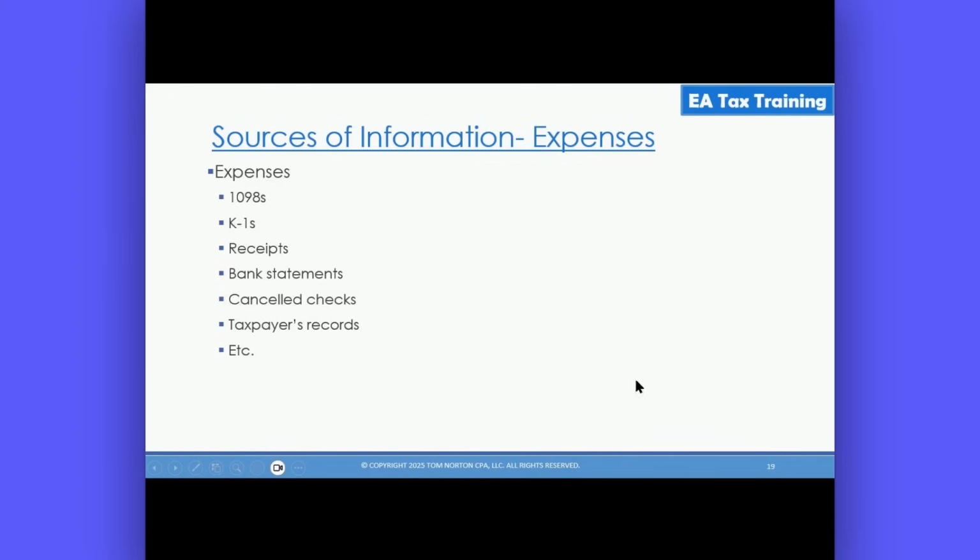When it comes to expenses, we can have things called 1098s. 1099s we talked about for income. 1098s can show different items of expense. So, for example, if the taxpayer has a mortgage with a bank, they will get a 1098 showing the amount of mortgage interest. There can be 1098s that come from a college or a university showing tuition paid, etc. So, different types of 1098s can show different types of possibly deductible expenses.